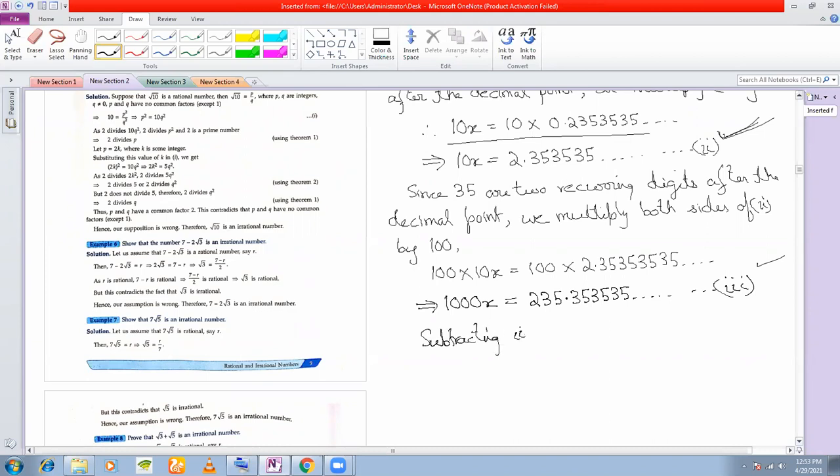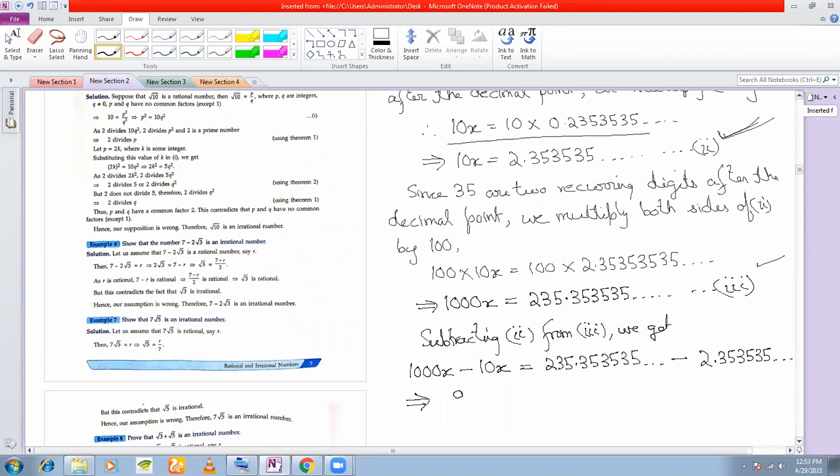Subtracting 2 from 3, we get 1000x minus 10x is equal to 235.353535 and so on, minus 2.353535 and so on. So 1000x minus 10x will give you 990x.